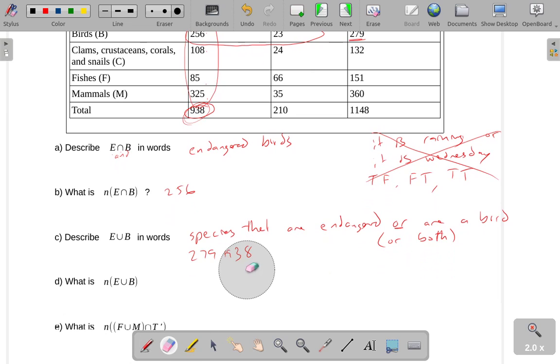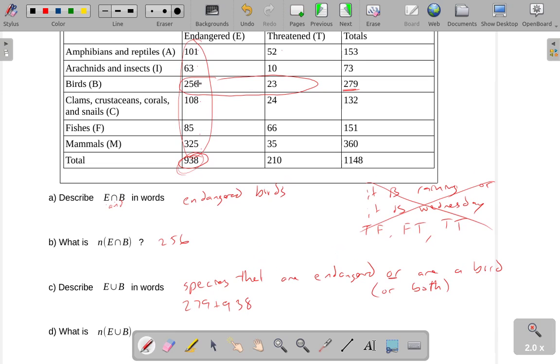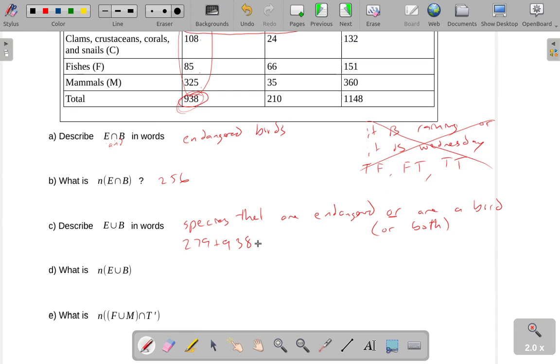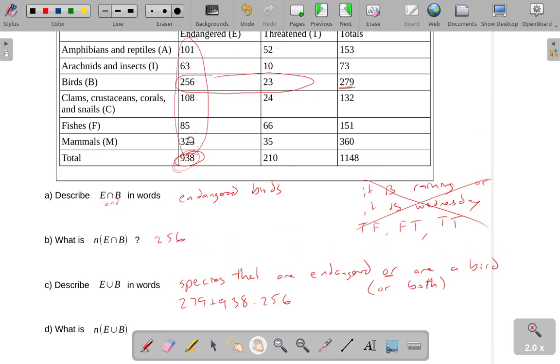Well, you may notice that something is wrong with that. Because this middle number here, this 256, has been counted in both of those. So what I actually need to do here is subtract it back off. The sum of all these plus the sum of both of those, minus that. Of course, I could have gone about this several different ways.